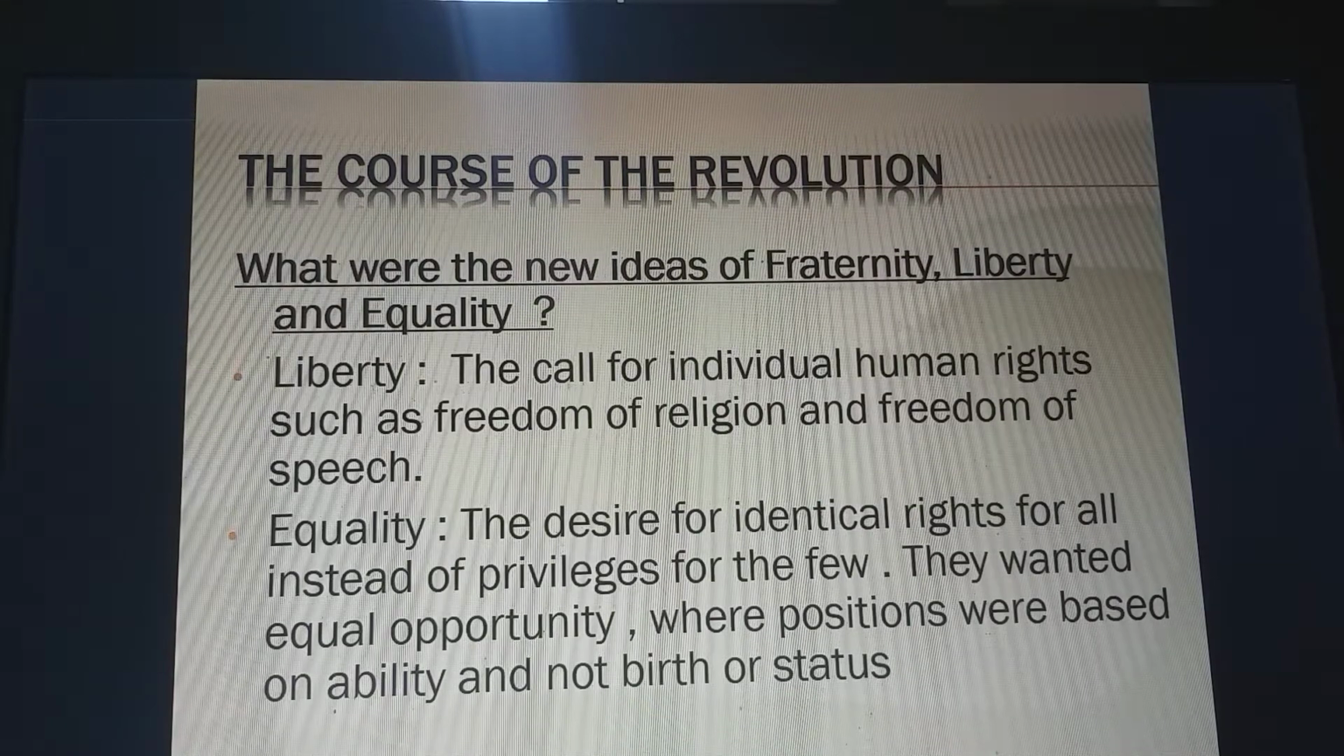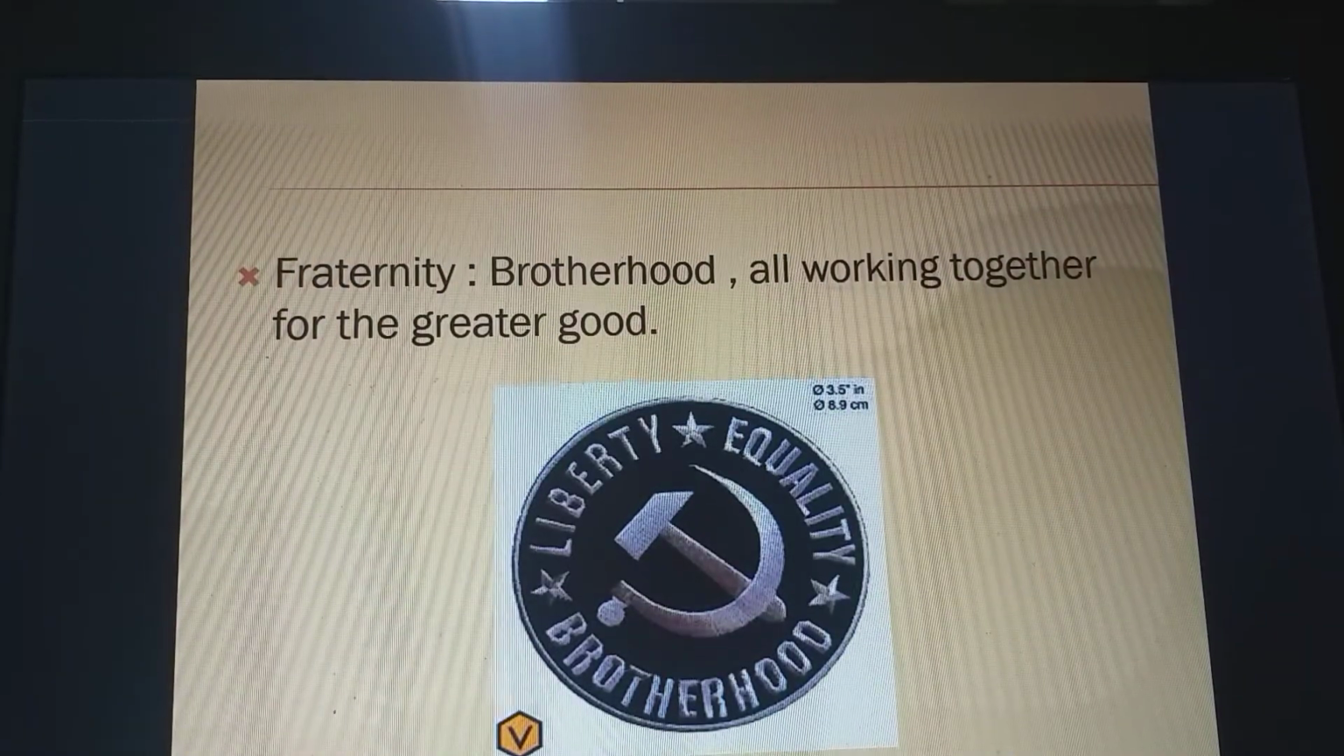What were the new ideas of fraternity, liberty, and equality? We spoke about that already. Liberty, call for individual human rights such as freedom of religion and freedom of speech. Equality is a desire for identical rights for all instead of privileges for the few. They wanted equal opportunities where the positions were based on ability and not birth or status. And fraternity, of course, brotherhood, all working together for the common good.